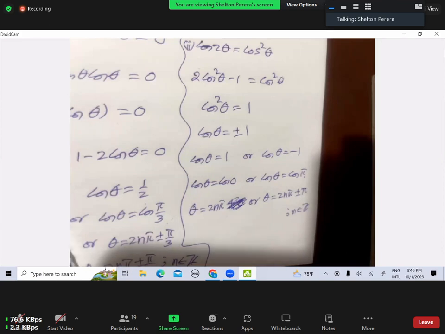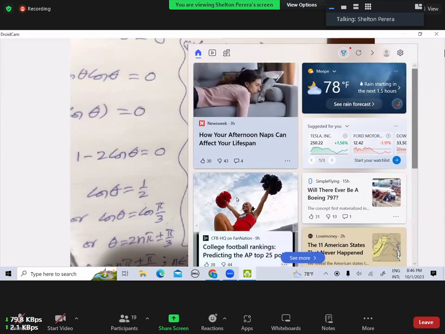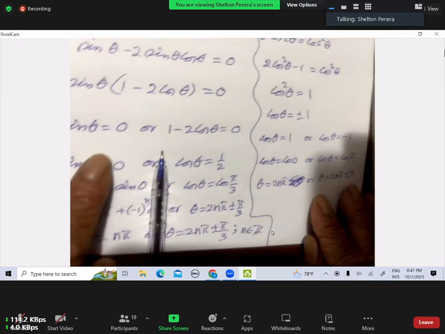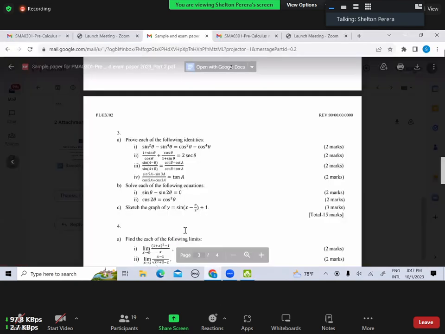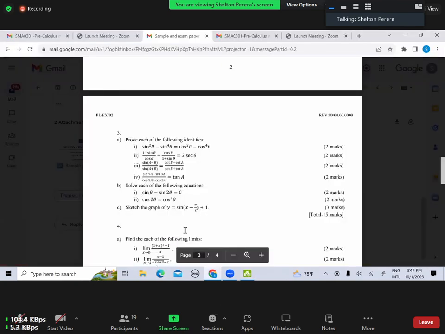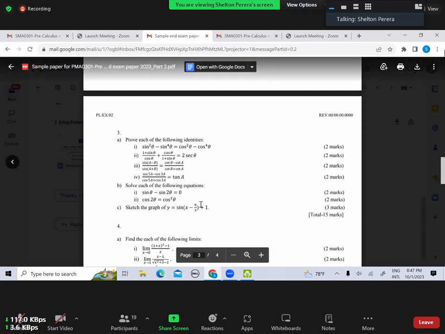The other part we will skip. I'll not give that part in the exam. I'll tell you how to do it. Sketch the graph of this. That's enough for that. Sketch the graph of this.